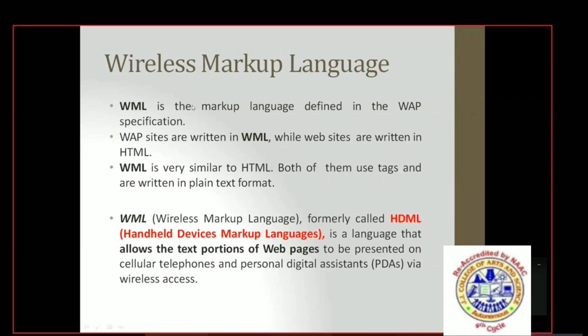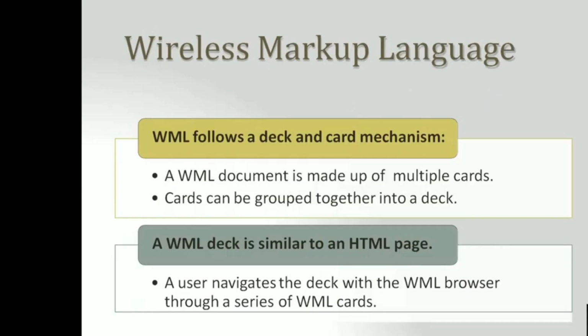WML is the markup language defined for the WAP specification. Usually HTML is mainly used for World Wide Web pages, whereas Wireless Markup Language is mainly used for WAP devices. Next, Wireless Markup Language. The structure of the Wireless Markup Language includes two important concepts. One is deck and another one is card.